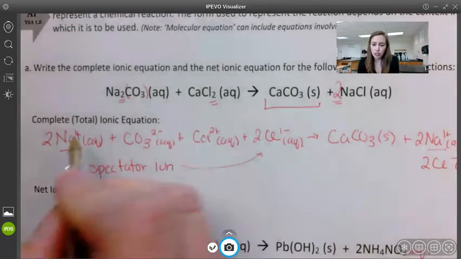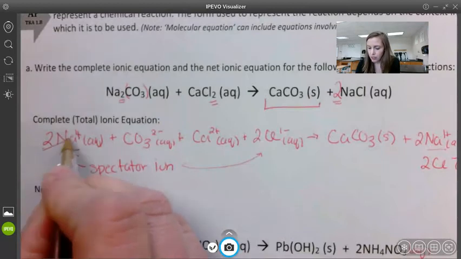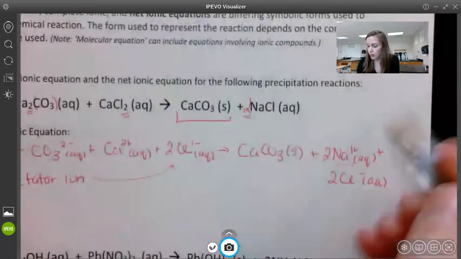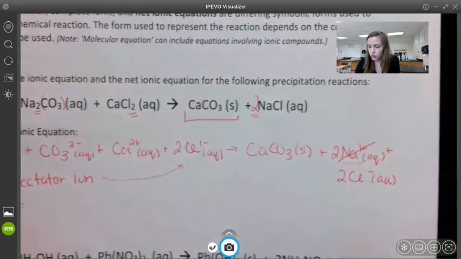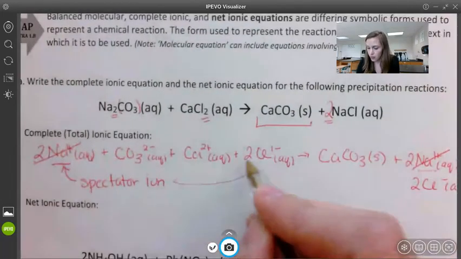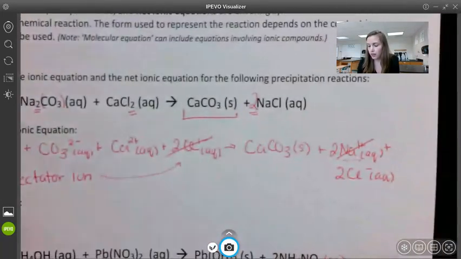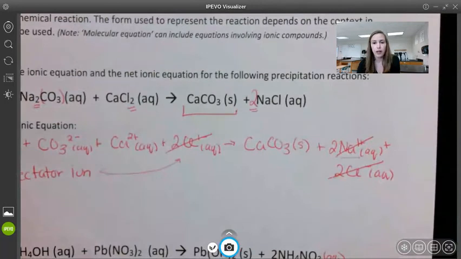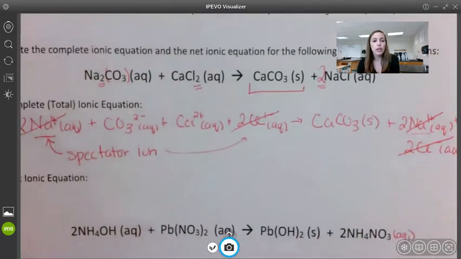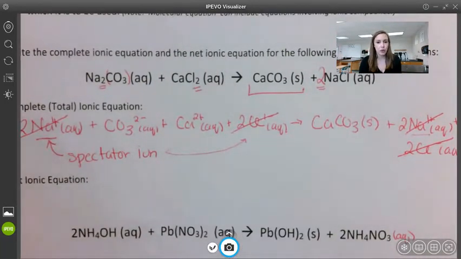So you don't have to do this on yours, but I'm just going to show you. I'm going to take out the spectator ions. So that is the sodium ion on the reactant side and the sodium ion on the product side, both of them. And then the 2 chloride ions on the reactant side and the 2 chloride ions on the product side. What you are left with is that net ionic equation.